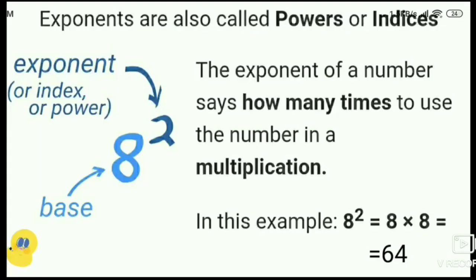Exponents are also called powers or indices. The exponent of a number says how many times to use the number in a multiplication. For example, 8 square can be written as 8 multiplied by 8, which is equal to 64. And here 8 is known as the base and 2 is known as the exponent or index or power.